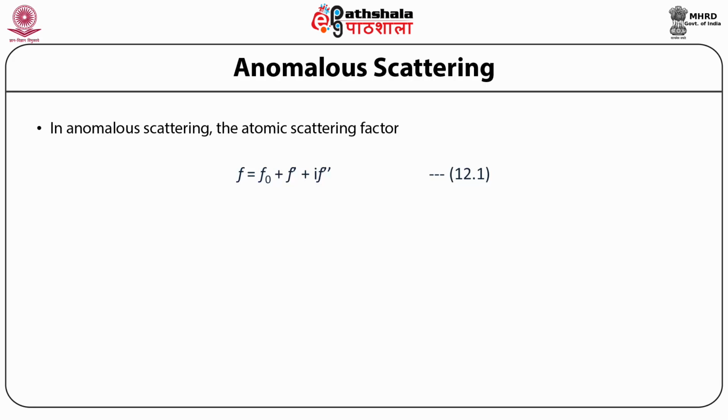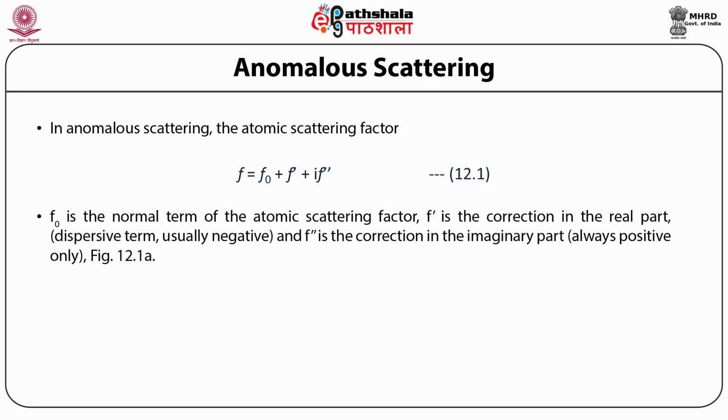Here f naught represents the normal term of the atomic scattering factor. F prime is the correction in the real part. It is called the dispersive term, which is usually negative. And f double prime is the correction in the imaginary part. This is always positive. So this is shown in the figure which we are going to show you next. This is called figure 12.1a.